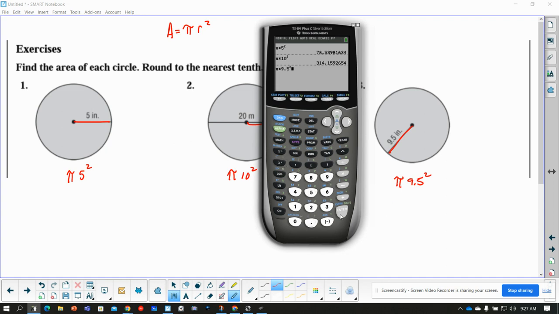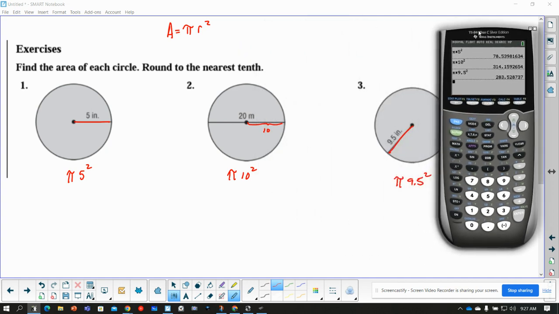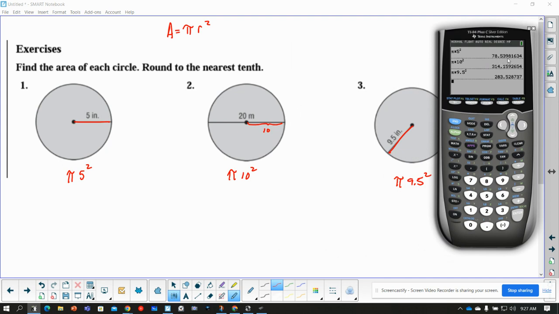All right, so the first answer, and we're rounding to the nearest tenth. It says that in the directions, rounding to the nearest tenth. And so this first one, 78.53.